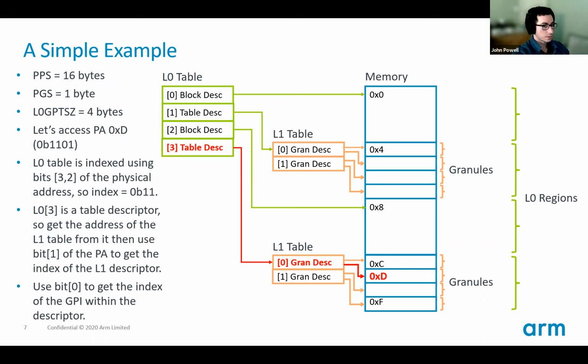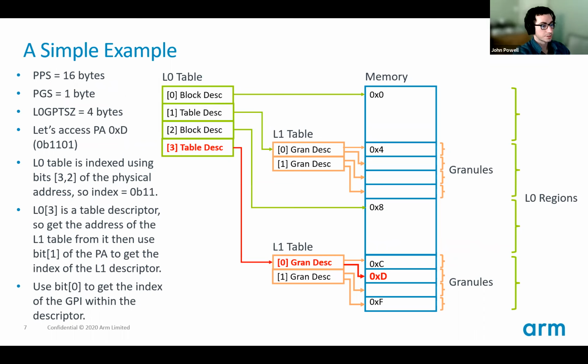Anyways, here is a fairly simple example. This is a completely unrealistic memory layout. It's only 16 bytes for the PPS with a PGS of 1 byte and a 4 byte L0 GPT size. You can see over on the right, the L0 regions are marked in green, and then in orange, you can see the individual granules. So let's assume we want to access physical address 0xD, which is in binary 1101.